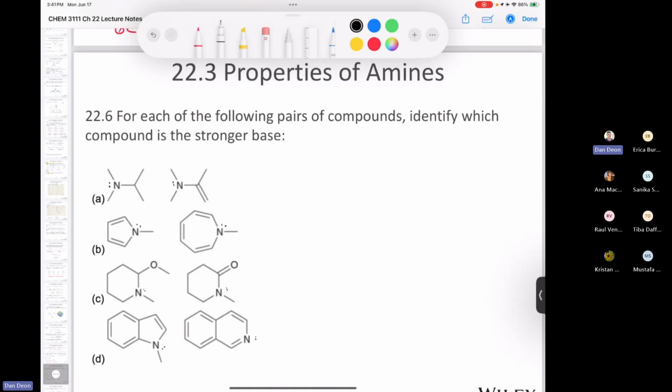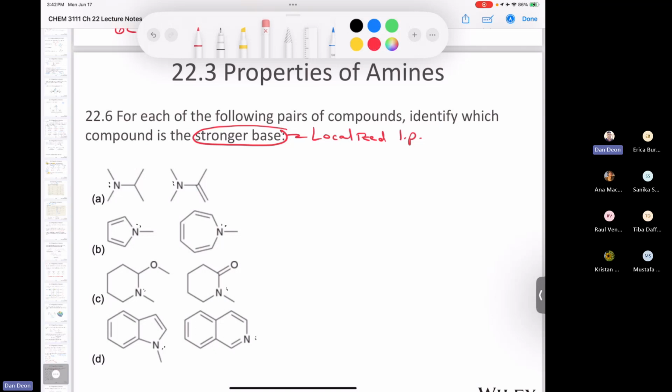Okay, so for question 22.6, we're given pairs of compounds and asked which one is the stronger base. When we're talking about a stronger base, it means that our lone pair is going to be localized, whereas the weaker base is going to have a delocalized lone pair.